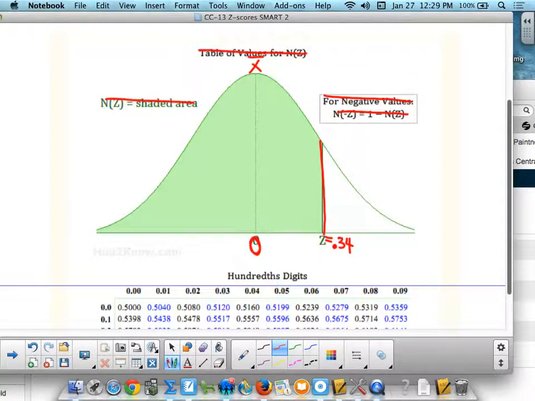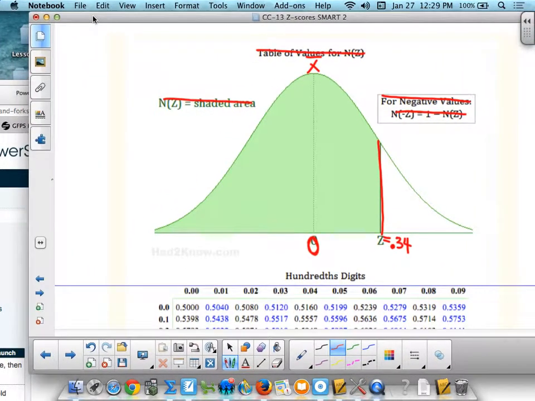Now, exactly what does that mean to you? Do you have any idea right now? Somebody say it. How many standard deviations? I'm only 0.34. So from there to there, that's really close to 1/3, isn't it? So I'm like 1/3 of 1 standard deviation away.